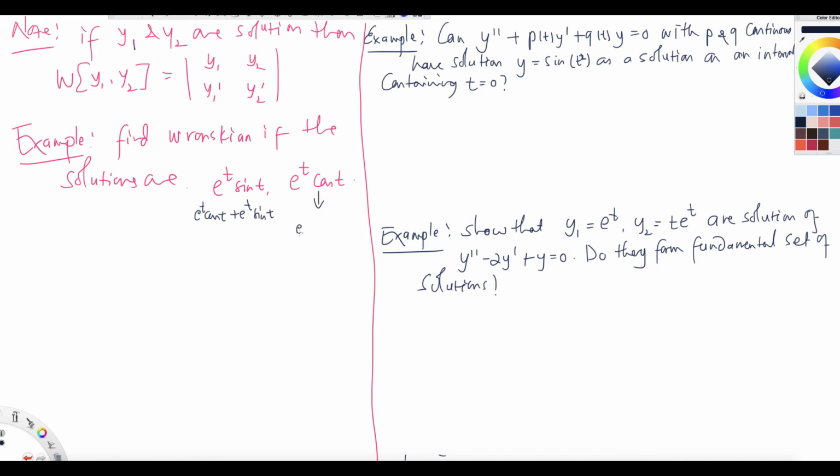This one will be e to the t sine t, and then negative e to the t sine t plus e to the t cosine t. That's the derivative, right? So what is the Wronskian here? The Wronskian will be the determinant of e to the t sine t, which is y1, and the derivative is e to the t times cosine t plus sine t. I can take that e to the t out. Similarly here, e to the t cosine t, right? And then here it is negative e to the t sine t plus cosine t.